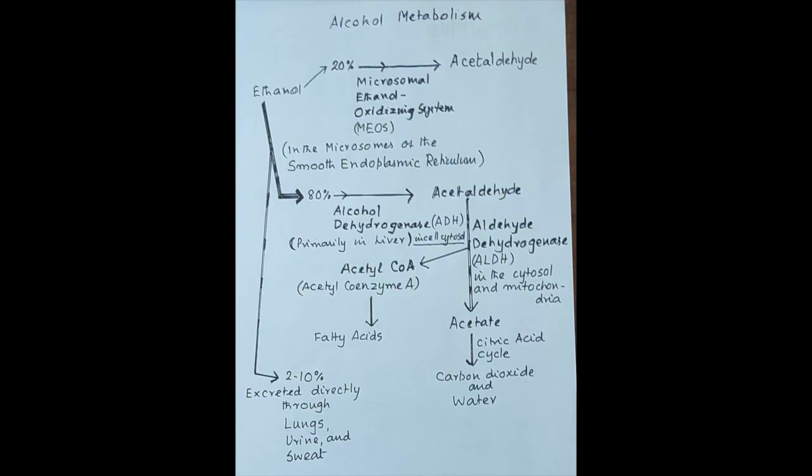This diagram shows the metabolism of alcohol in the body, mainly in the liver. 20% of alcohol is converted to acetaldehyde in the smooth endoplasmic reticulum in liver cells, and 80% is converted to acetaldehyde in cytosol of cells. Acetaldehyde is converted into acetyl coenzyme A and to fatty acids and into acetate to carbon dioxide and water. Only 2 to 10% of alcohol is excreted directly through lungs, urine, and sweat.